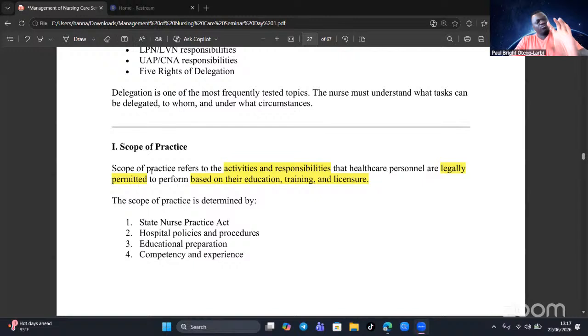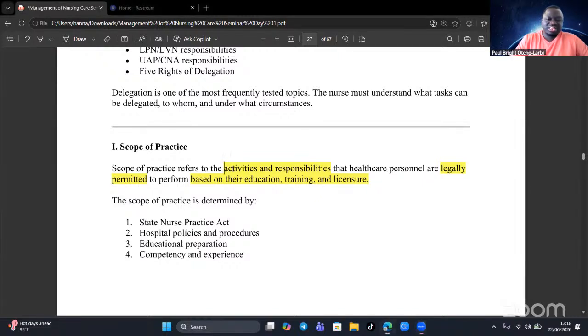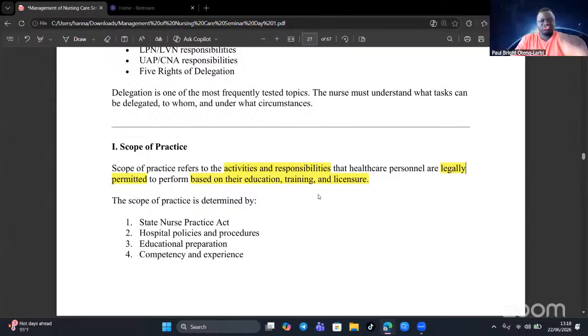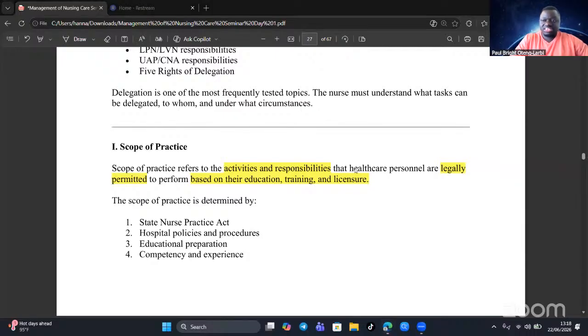Before you delegate, ask yourself, what are the activities and responsibilities? That's number one. Two, is it legally permitted for me to give to this person, based on their education, training, or license? Okay. Based on the education, training, or license.